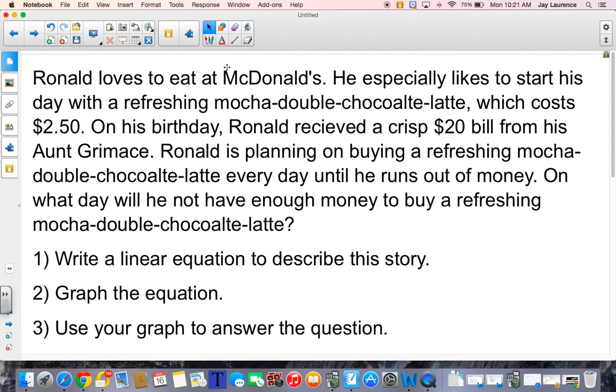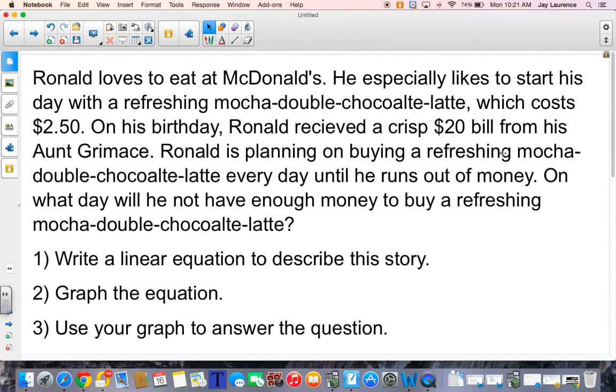Okay, Ronald loves to eat at McDonald's. He especially likes to start his day with a refreshing mocha double chocolate latte, which I just made up, which costs $2.50. On his birthday, Ronald received a crisp $20 bill from his Aunt Grimace. Grimace is the purple guy you see on the wall in the children's area. Yeah, he was a character at McDonald's when I was a kid.